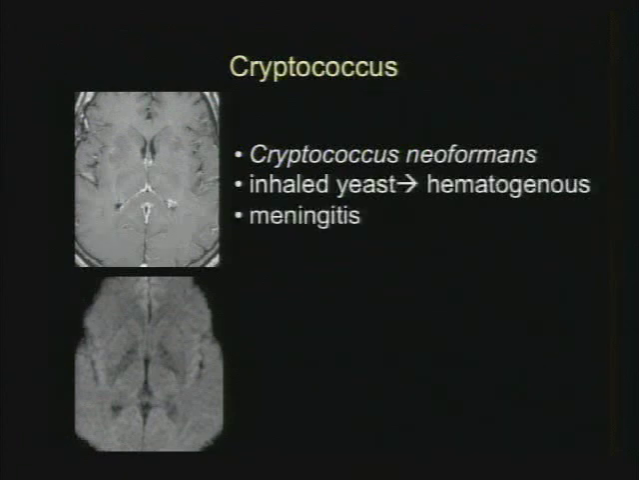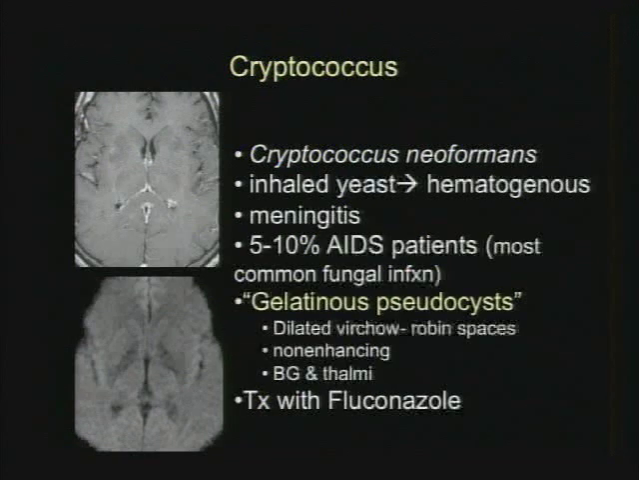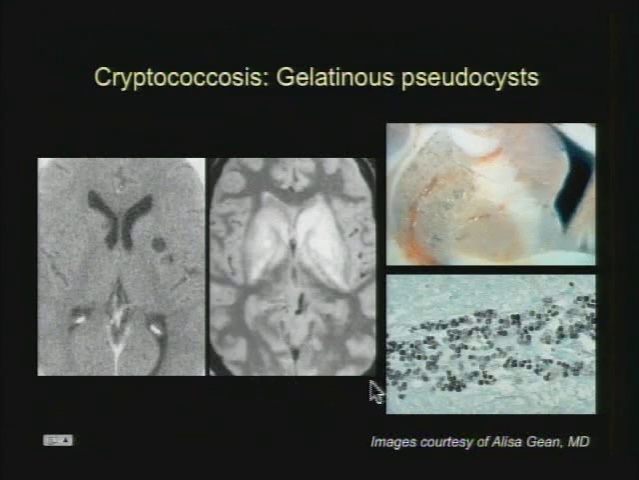You can get intraparenchymal cryptococcomas, but rarely. So what we're seeing here are the gelatinous pseudocysts, which are dilated Virchow-Robin spaces. They're non-enhancing, and they're in the basal ganglia and the thalami classically. Here's a spectrum of the imaging appearance.